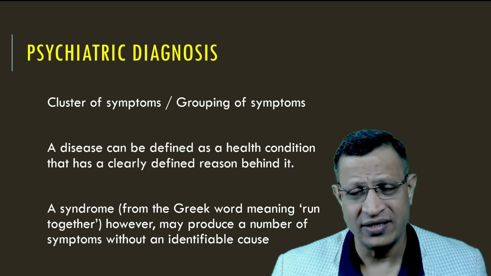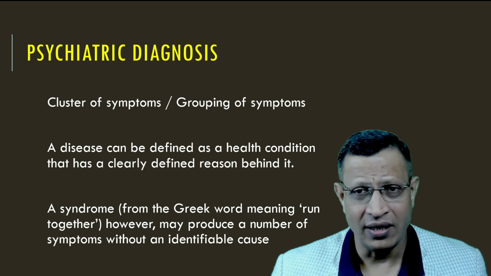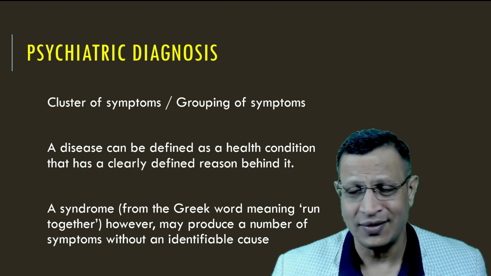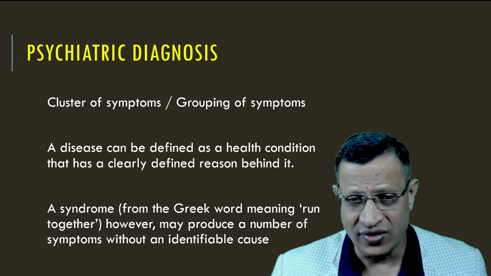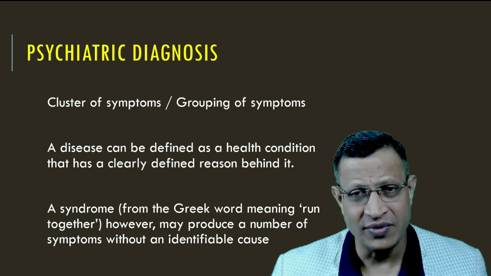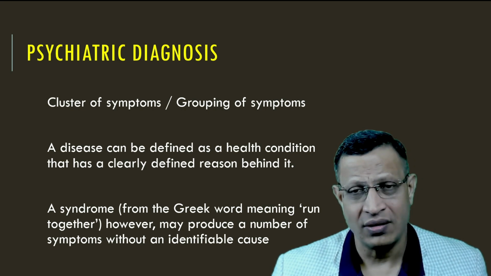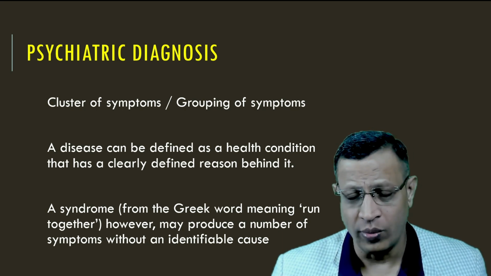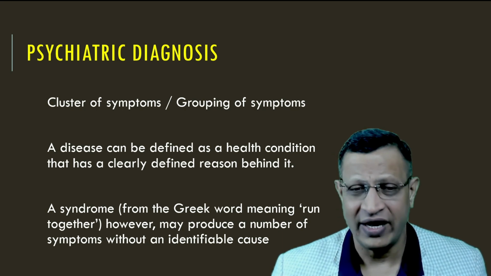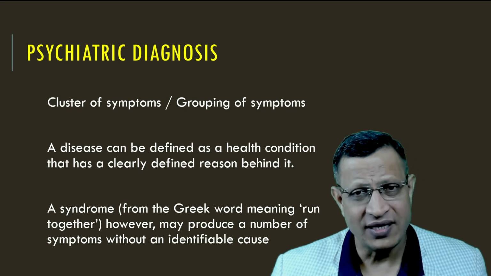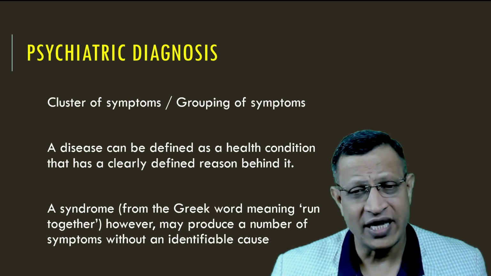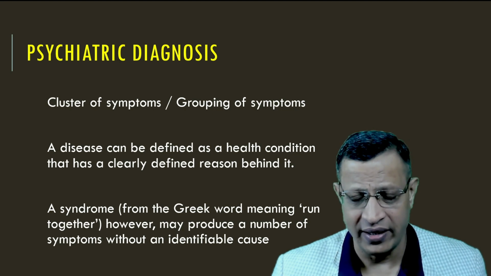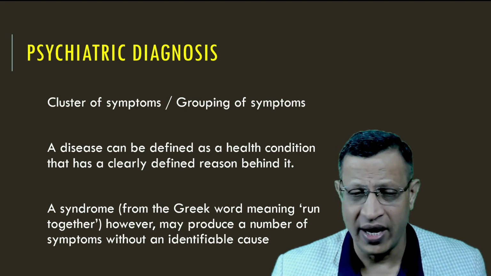Now let's understand the psychiatric diagnosis. Here, psychiatric diagnosis is made by interpreting signs and symptoms. The presence of a group of symptoms is seen, and those are analyzed by clinical examination, grouped, and considered as an illness, for example schizophrenia. Let's understand disease. Disease can be defined as a health condition that has a clearly defined reason behind it. That means there is an etiology behind that.